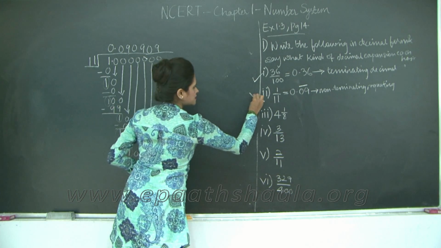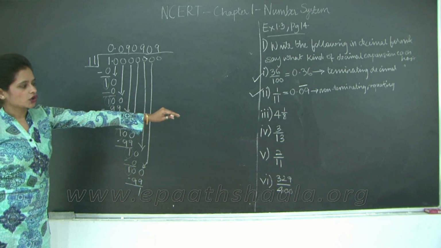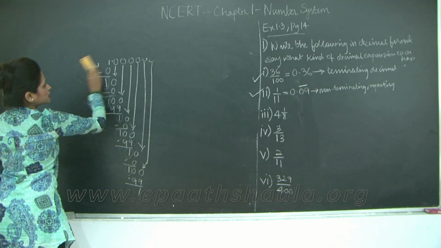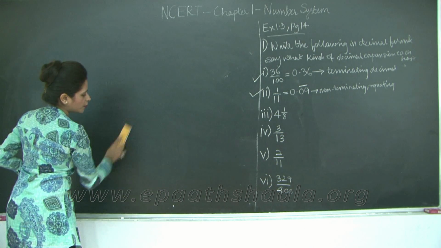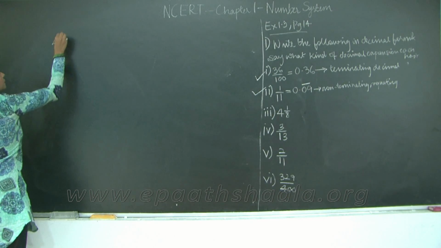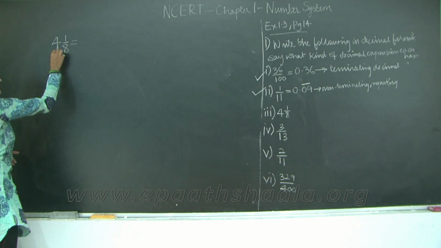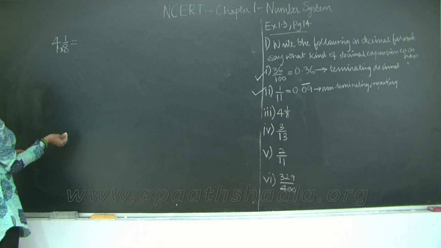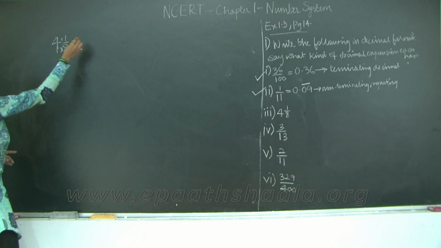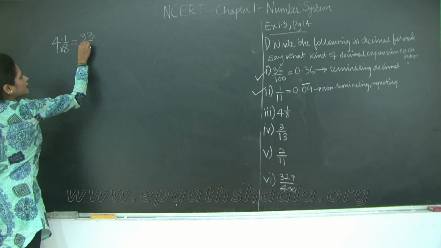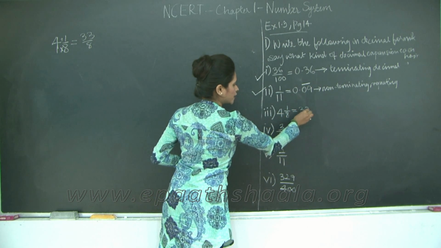So I tick this. Okay. I'll go ahead and solve the third one, which is a mixed fraction, 4 1 upon 8. We will first convert 4 1 upon 8 into an improper fraction. I put a multiplication sign here and an addition sign here. So 8 4s are 32, plus 1, 33 upon 8. So I have converted 4 1 upon 8 into 33 upon 8.